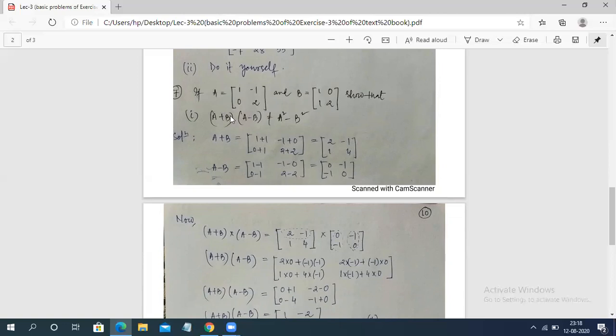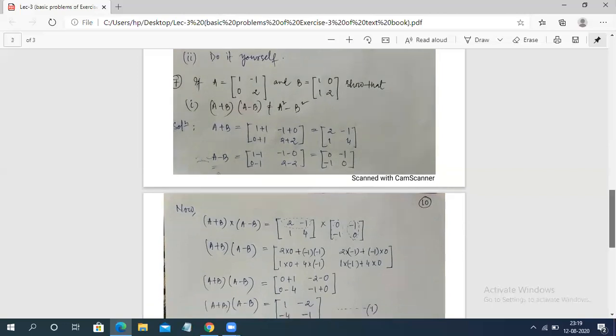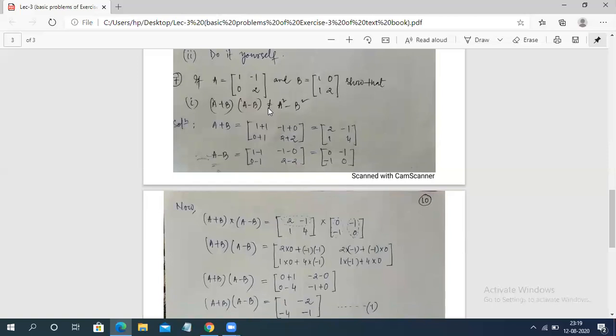And we have to show that (A plus B) into (A minus B) is not equal to A square minus B square. In the algebraic formula, we have seen that (A plus B) into (A minus B) is always equal to A square minus B square. But this relation doesn't hold in the case of matrices. That means we are going to prove that this relation is not equal. So what we will do first is find the value of A plus B.